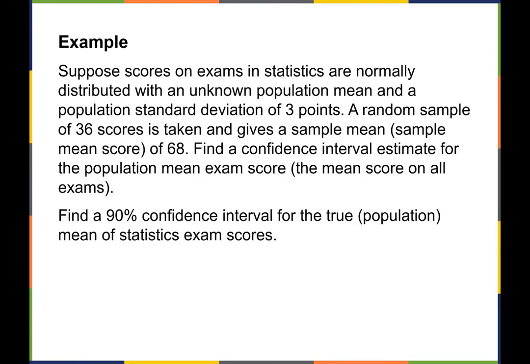So let's do an example. Let's suppose scores on exams in statistics are normally distributed with an unknown population mean and a population standard deviation that is known to be 3. A random sample of 36 scores is taken, and gives a sample mean, so we compute that, of 68. Find a confidence interval estimate for the population mean exam score, so the mean score on all the exams. We want to find a 90% confidence interval for the true population mean of statistics exam scores.